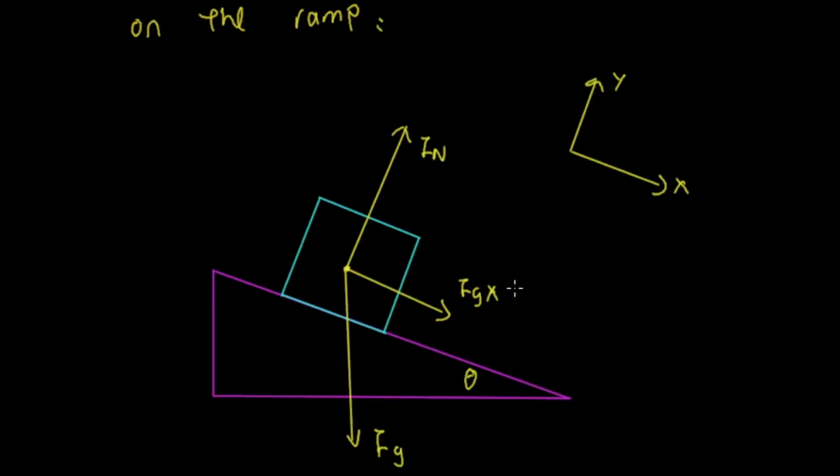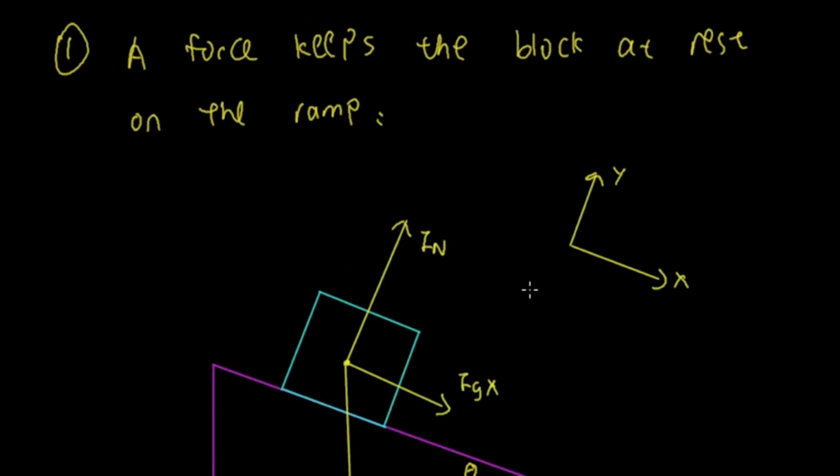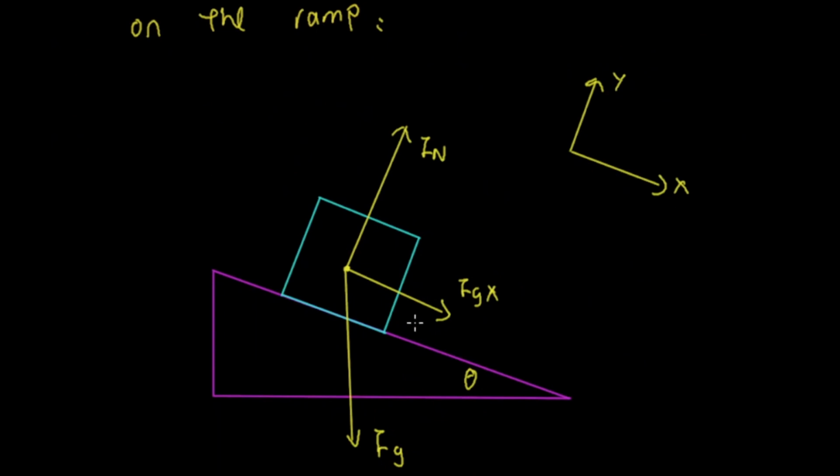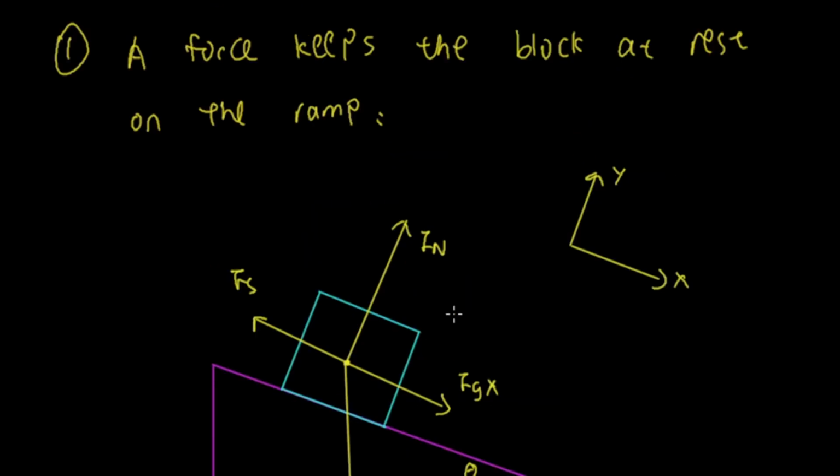Now, the difference is that there's a friction force keeping the block at rest. The friction force will always act in the opposite direction of the force that's pulling the object downward. So it will be going this way. So it's here. So that will be the friction force. Let's call this F sub s. Okay, so here, let me label this. F sub s is the friction force.